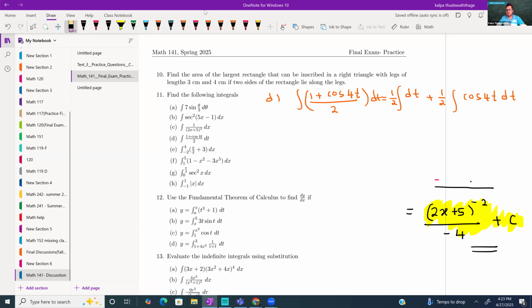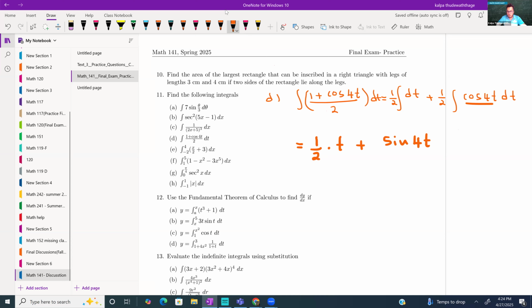If you integrate dt, you integrate just 1, so integration of 1 is just t, right? So you get half times t, or t over 2. Here you have cosine. The integration of cosine is sine 4t, and you have to divide by 4, that's the derivative of 4t. And you have 2 also there, so it's multiplication. So you get t over 2 plus sine 4t over 8 plus c.